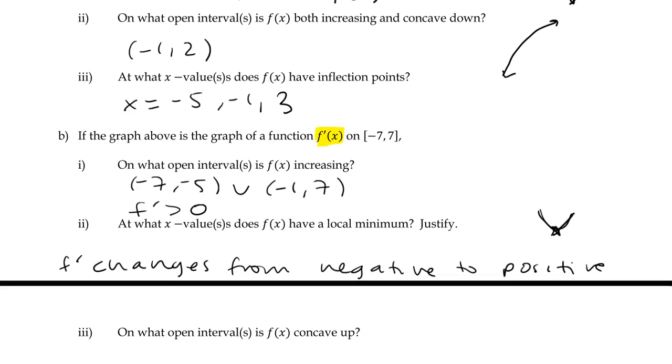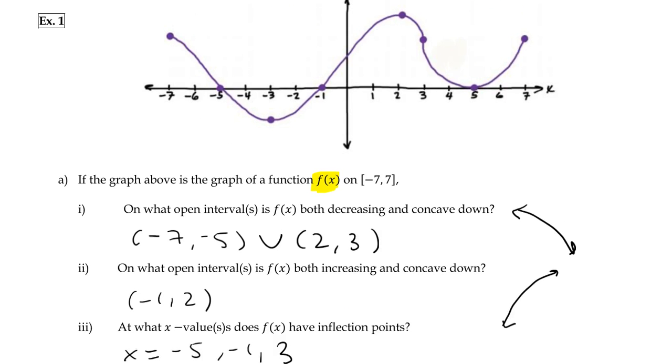Okay, and to have a local min, remember, it must be a critical number, so it's where the derivative is 0 or doesn't exist. So we can go through and analyze when this derivative is 0. Here's a place where the derivative is 0, because remember, this is the graph of f prime.